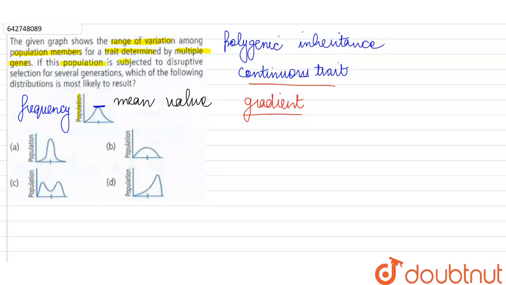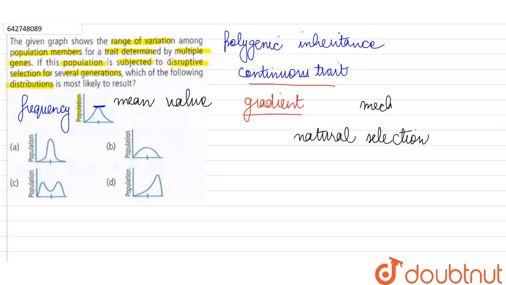This population is subjected to disruptive selection for several generations. Then which of the following distribution are we going to see? So we have to select the correct graph from the given options. Now, by disruptive selection, they are referring to the natural selection process.